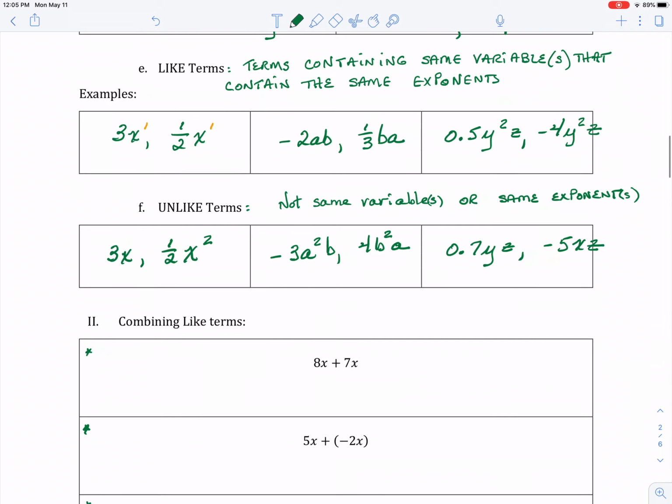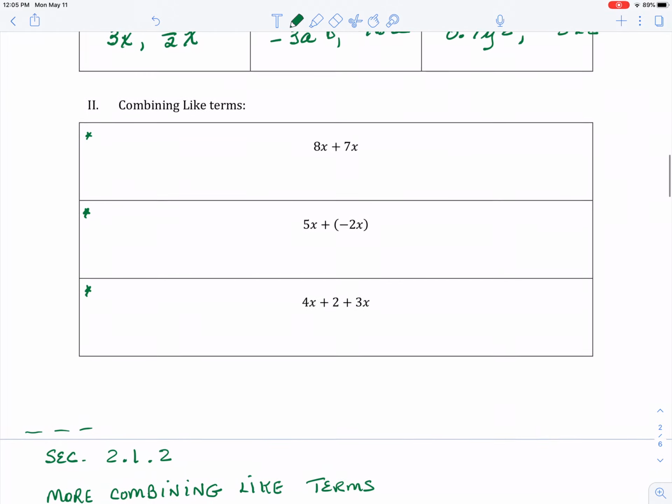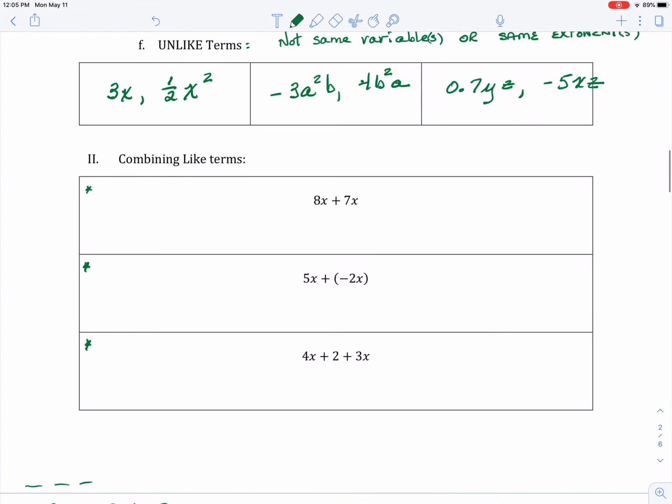So the reason it's important to know what terms are alike and what terms are not alike is that the ones that are alike can be combined or condensed into a single term. So we're starting off here with a couple of fairly simple ones. And I'm going to stop right there, so let me scroll just that far. So I'm looking here at these terms, 8x plus 7x. I'm noticing the variables are exactly the same, and the exponents are both understood to be 1, so that means I have like terms. So how do we combine like terms?